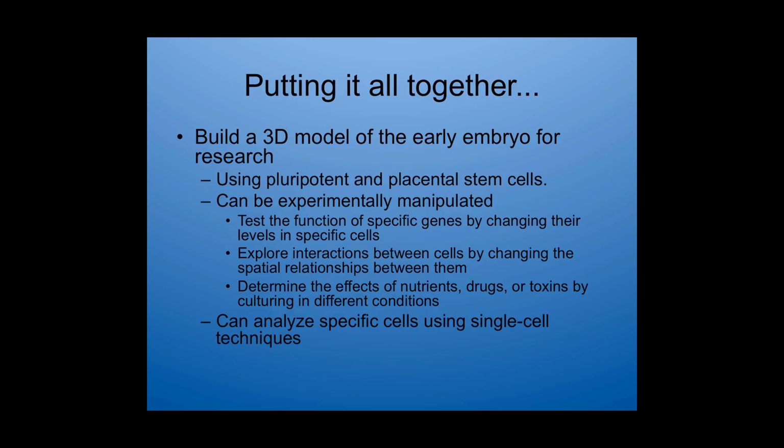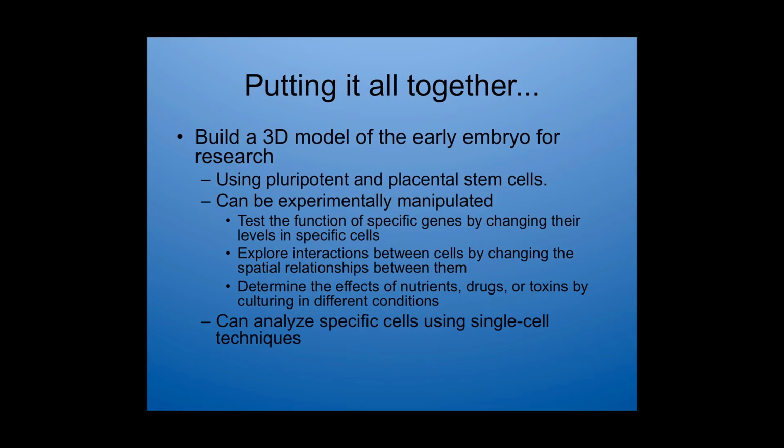The point is not to make a viable individual. It is to make an early embryo where you can actually manipulate the cells before you put it together to study, for example, the function of a certain gene in a certain cell type on the development of that early embryo. So what we would use is pluripotent stem cells, like embryonic stem cells or induced pluripotent stem cells, and placental stem cells, like these trophoblast stem cells.